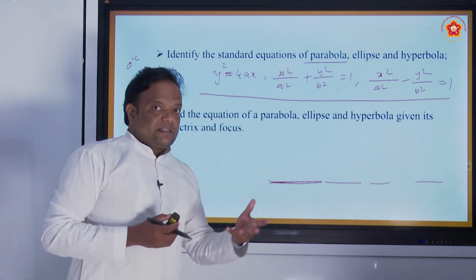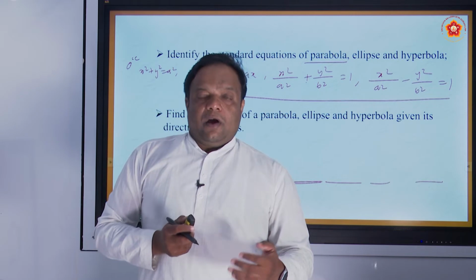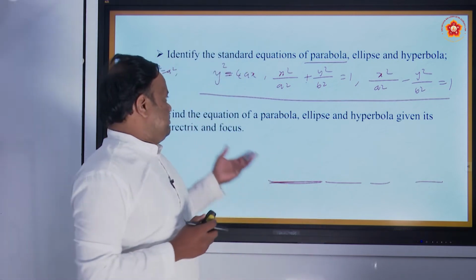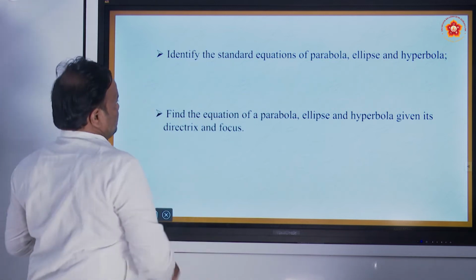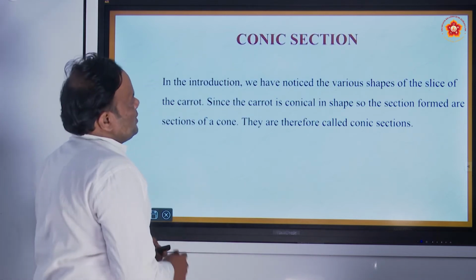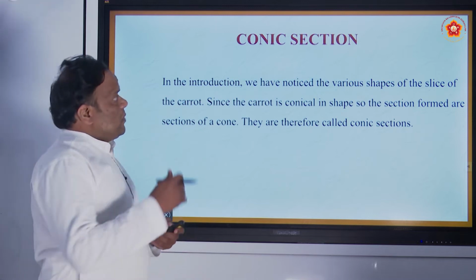When the directrix and focus are given, how can you find the equation of a parabola, ellipse and hyperbola? We have to see in the lesson. Okay. Next, what is the conic section here? So, what is a conic section?